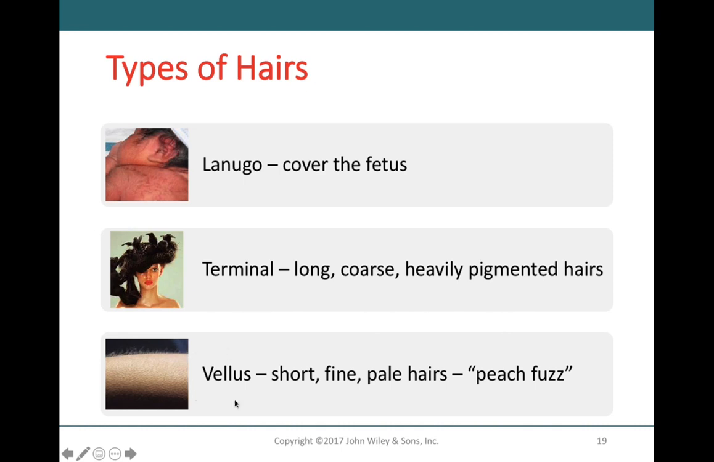Lastly are the vellus hairs. These are the very, very fine and pale hairs. These don't have as much color. They are known as peach fuzz. The vellus hairs are peach fuzz, and you can see that these are ones that are actually going to be standing up here. So more so importantly than the hair root and the hair follicle, I want you to know the different types of hairs.